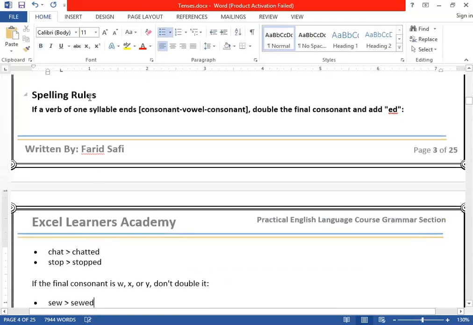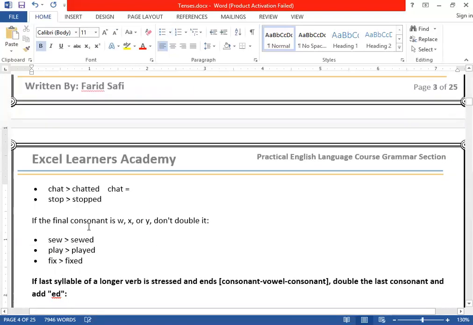Number one, if a word of one syllable ends in consonant plus vowel plus consonant, clear, that is the formula. In case you have this formula, consonant plus vowel plus consonant, double the final consonant. The last consonant will be doubled. For example, chat. C-H-A, H is a consonant, A is a vowel, again T is the last consonant. When we check the second form, the last consonant is doubled. Chatted. Like stop, stopped. Clear?